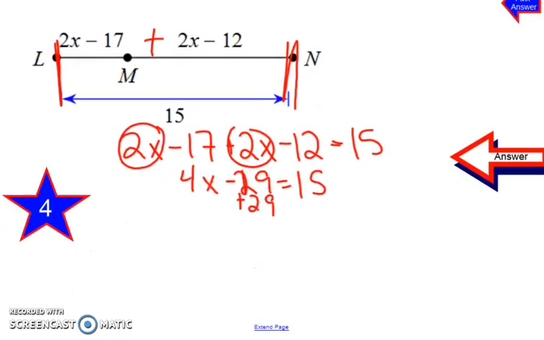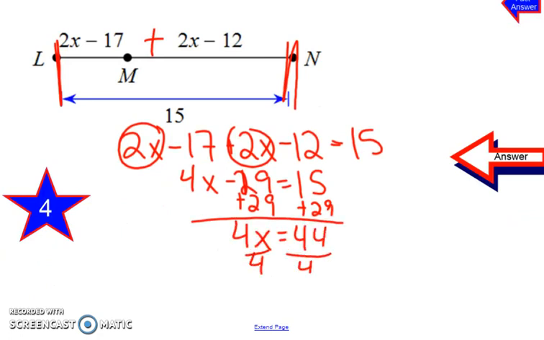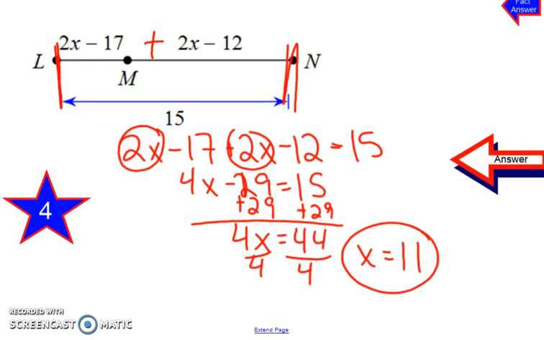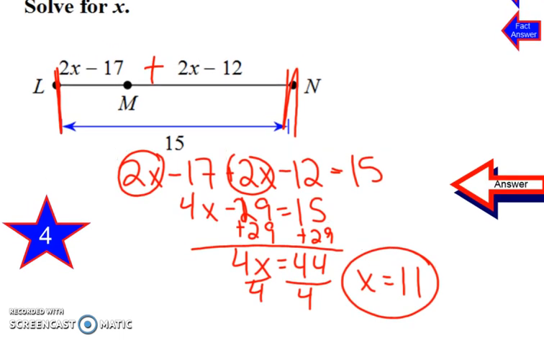Add 29. x is going to equal 11. And again, go back and check yourself. It doesn't take much to check yourself, but it's a guaranteed answer then. First, the question asked me to solve for x. Well, I solved for x.